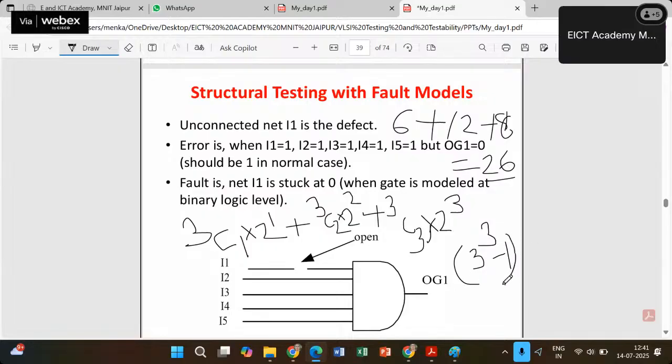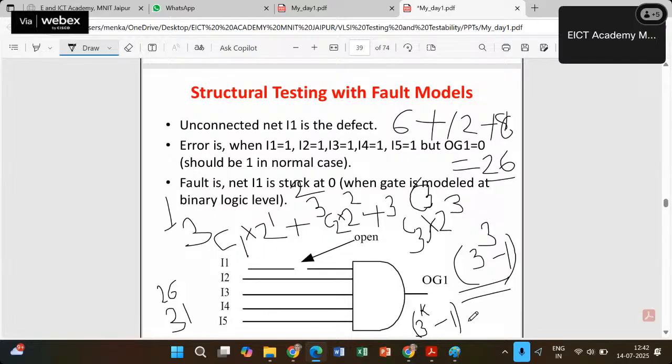So total number of faults, this was single stuck-at fault, double stuck-at faults, and this was triple stuck-at faults. So total number of faults will be represented by this formula. Generalized formula will be 3 raised to power k minus 1, where k is the number of lines. So I hope you could understand that in the previous case, where the number of lines increased, the total number of faults actually increased. It will increase in this fashion.